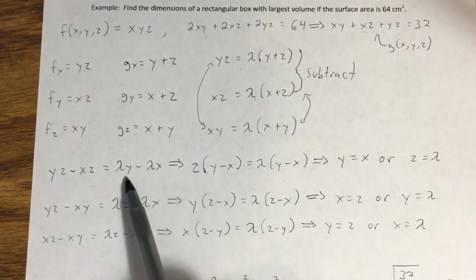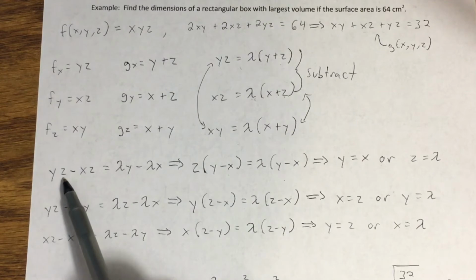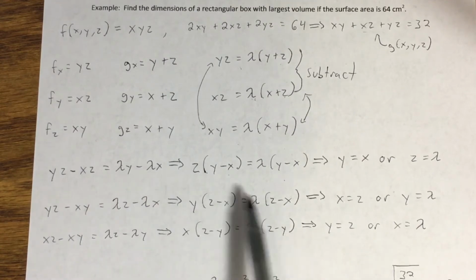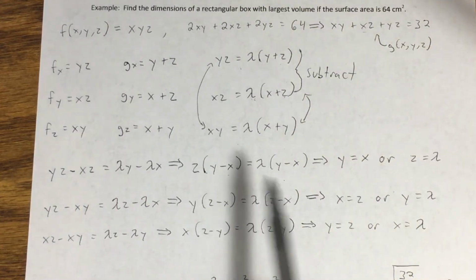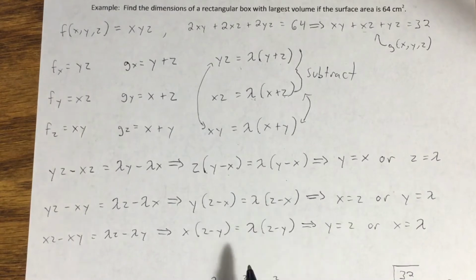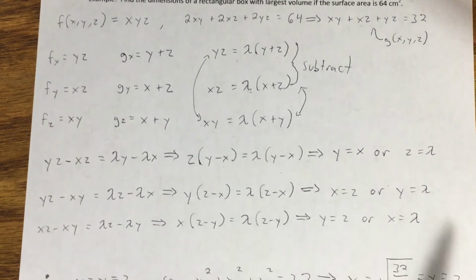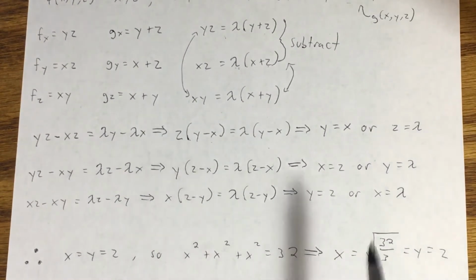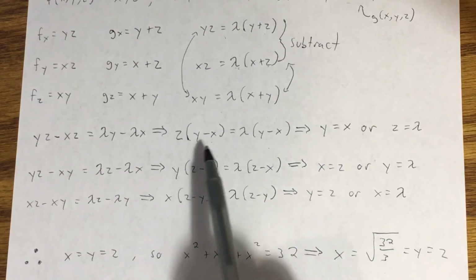Okay, now I can do a little factoring on both sides. If I factor a z out of this and a lambda out of this, I'm going to get z times (y - x) equals lambda times (y - x). And at this point, we have a couple of possibilities. First of all, consider what would happen if y is equal to x.